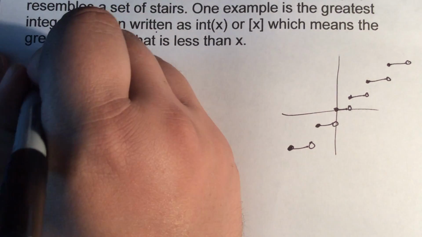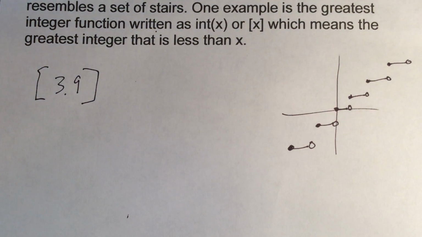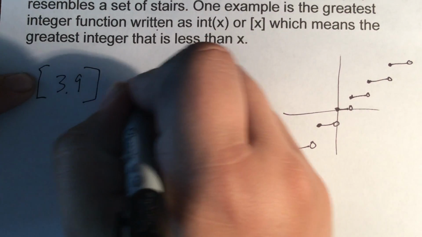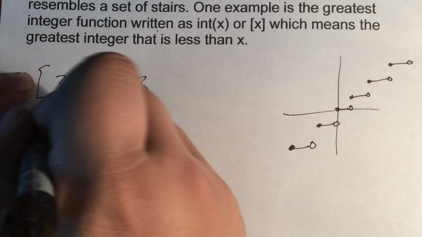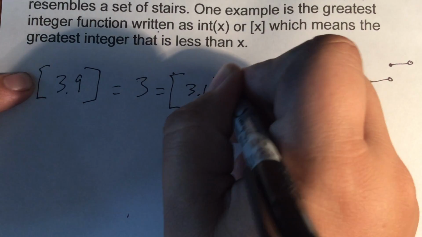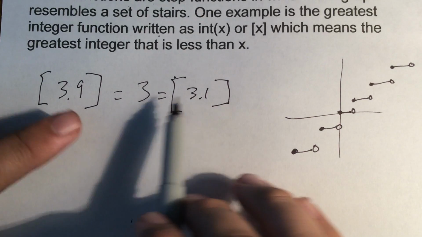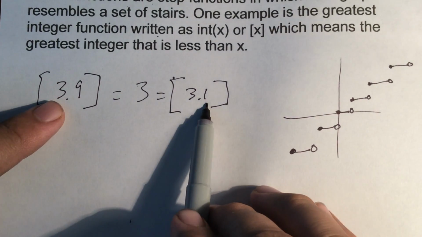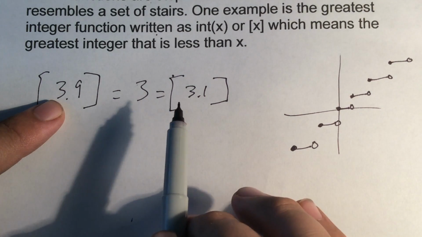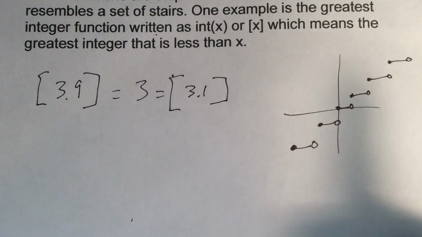So the greatest integer function would be like if I had 3.9. Well, the biggest integer not bigger than this, so the biggest integer that's less than it, would still be 3. Just like if we did, say, the greatest integer of 3.1. Again, anything in between here is going to go to 3, because it's the biggest integer not bigger than it. Well, an integer is a whole number. 3.1 is not a whole number, so the next one lower than it would be 3. So that's how we're getting that.